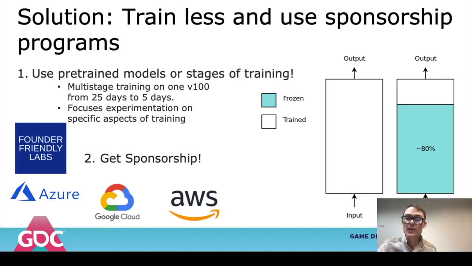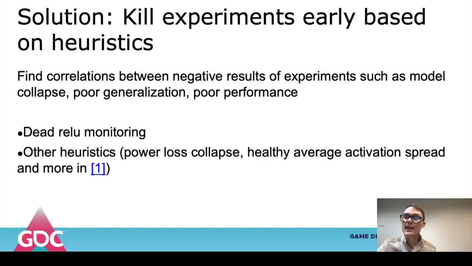So let's say that we're training our models less, and we have some sponsorship so that we can easily train some models. The next step is optimizing the usage of GPU time by killing experiments early based on heuristics.